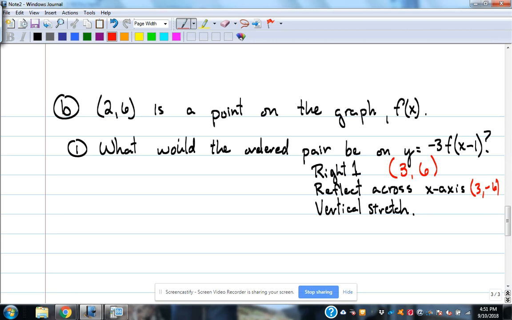Then it has a vertical stretch. What does a vertical stretch affect? X values or Y values? Use the vertical. Which values are vertical? Y values are vertical. Good. So the Y value is the only one that's going to be affected by this vertical stretch by 3. So what's -6 times 3? -18. So the final ordered pair would be 3, -18.